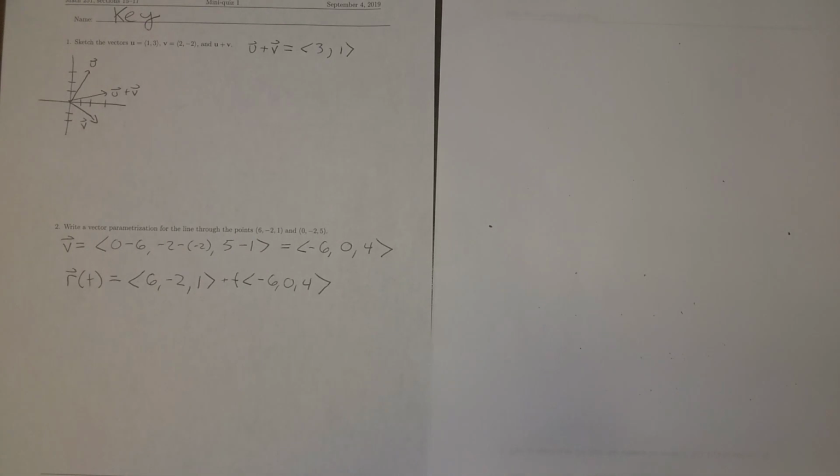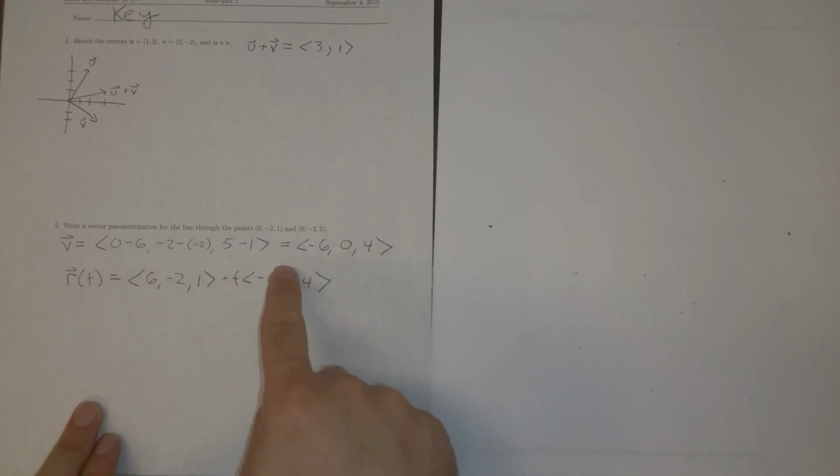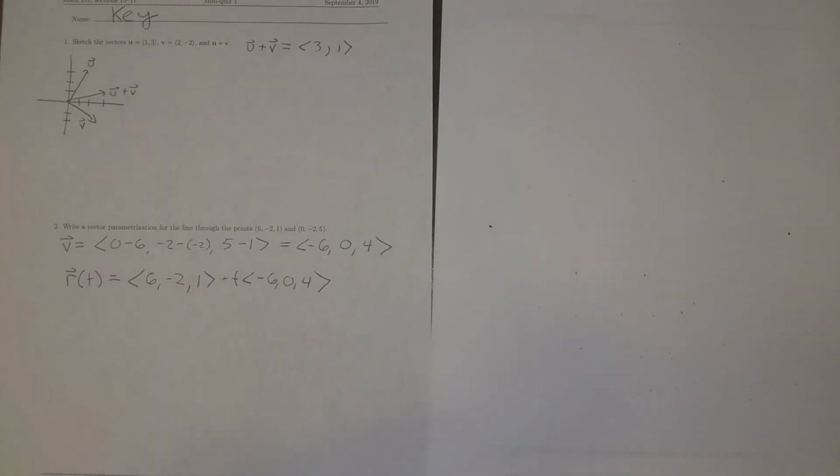One final thing to look at, just real quick, from the first mini quiz. Find a vector parameterization for a line through those 2 points here, r of t. What you had to do here was find a direction vector that goes from one point to the other. So (minus 6, 0, 4). r of t is (6, minus 2, 1) plus t times (minus 6, 0, 4).